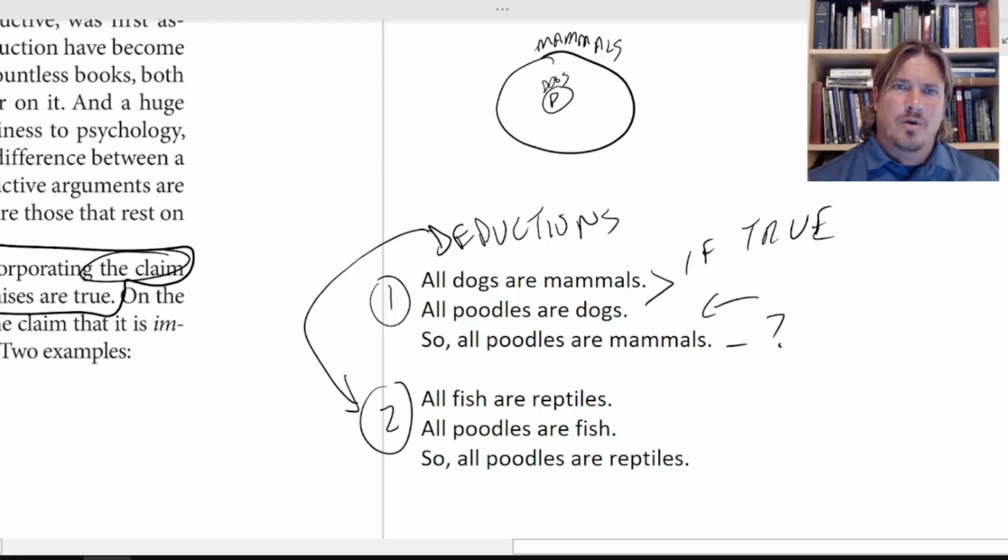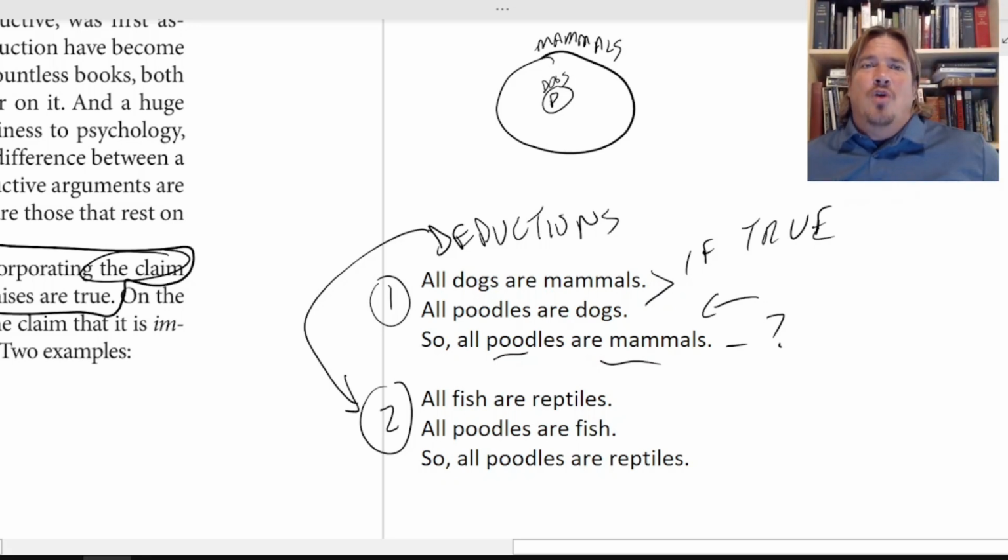Is there anything new in the conclusion that's not in the premises? No. There's nothing new in that conclusion. The first premise is about dogs and mammals. The second premise is about poodles and dogs. The third statement, the conclusion, is about poodles and mammals. There's nothing new. The conclusion is drawn from the premises. And that's the main idea of what a deduction is.